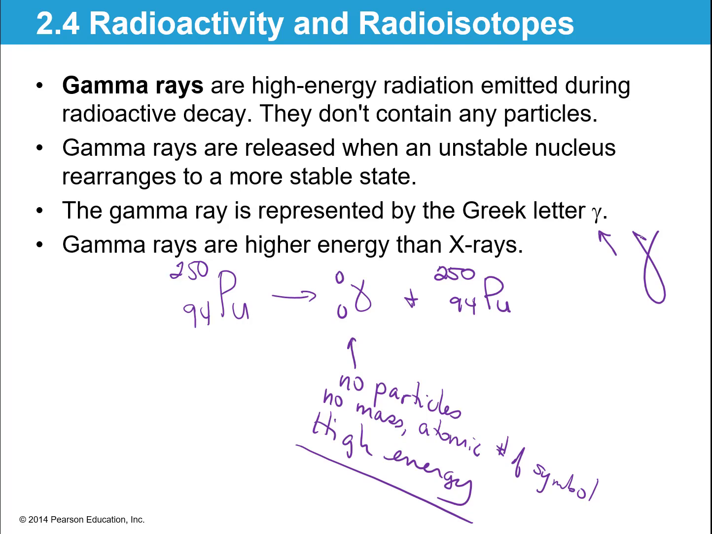So just remember, gamma is literally just the energy. See how that looks? And you'll see that it'll have the little gamma symbol with a 0 and a 0, showing you that there's no change in mass, no change in atomic number. And you'll see that the product and reactants look like they're the same thing. This just represents the energy that's being released.